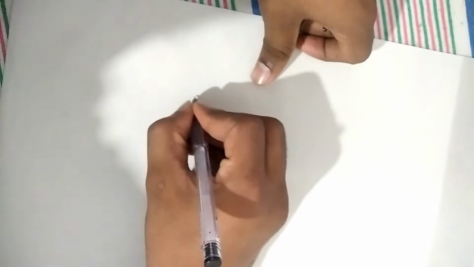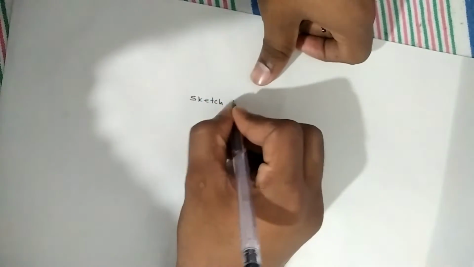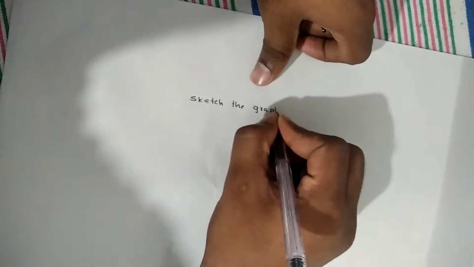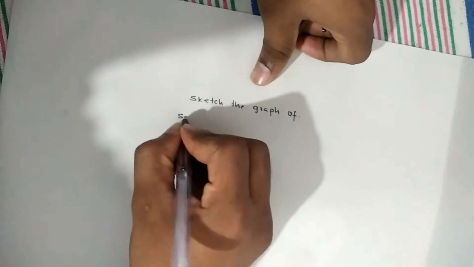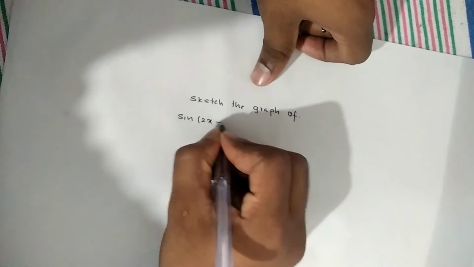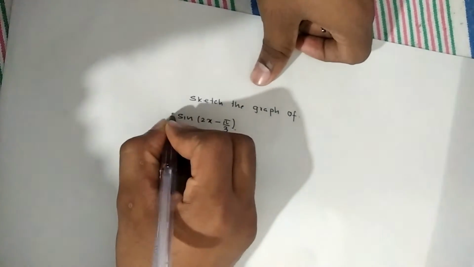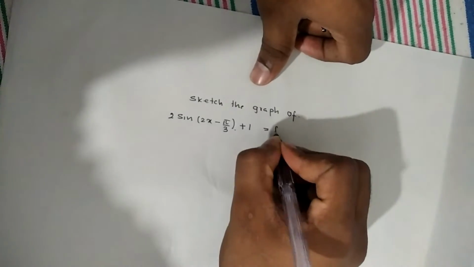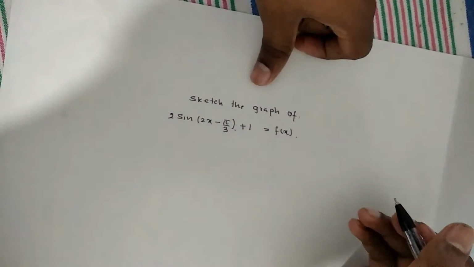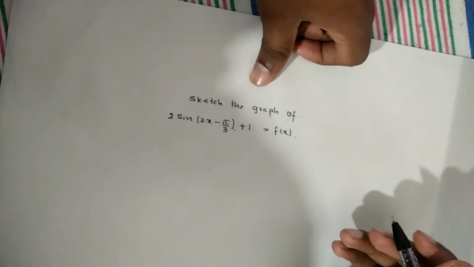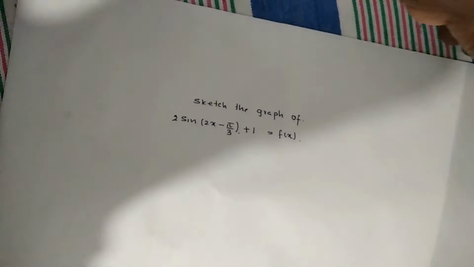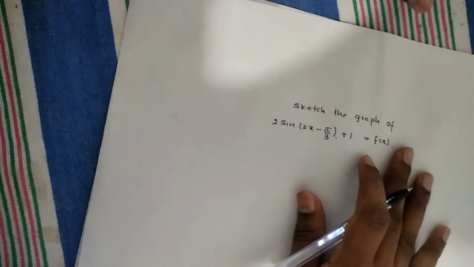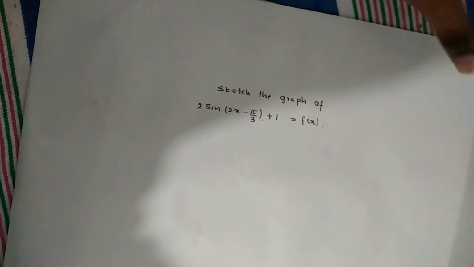Hello everyone. So let us say there's a question saying sketch the graph of 2 sine(2x − π/3) + 1. Let's say 2 sine(2x − π/3) + 1 is equal to f(x). So the question is to sketch the graph of 2 sine(2x − π/3) + 1.